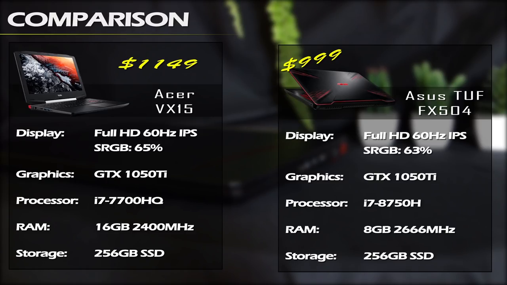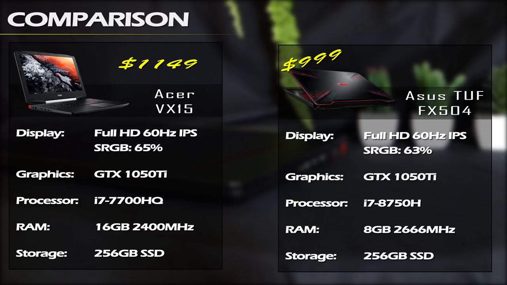The difference in performance is going to be significant in video editing and CPU-dependent games, as the 8750H processor is about 40% better than 7700HQ. You also get faster RAM and bigger storage, but if it's not enough, you can always buy a 2.5-inch drive and it will still cost less than VX15.